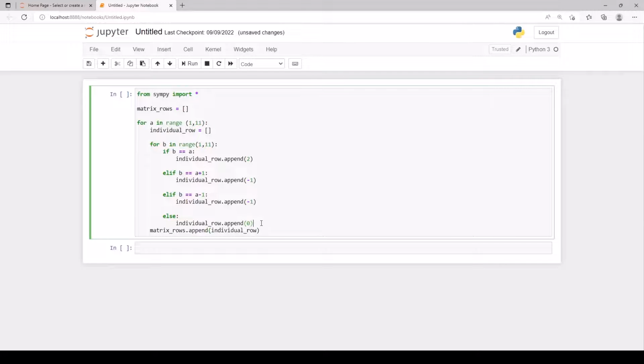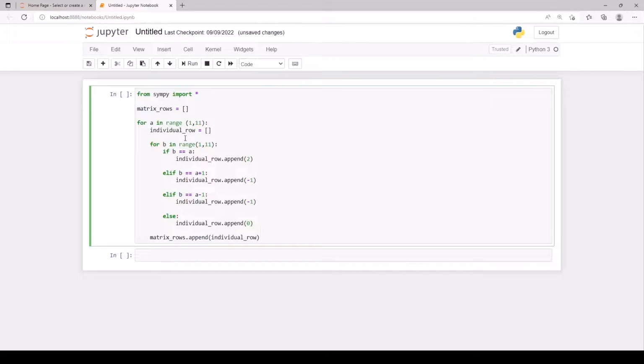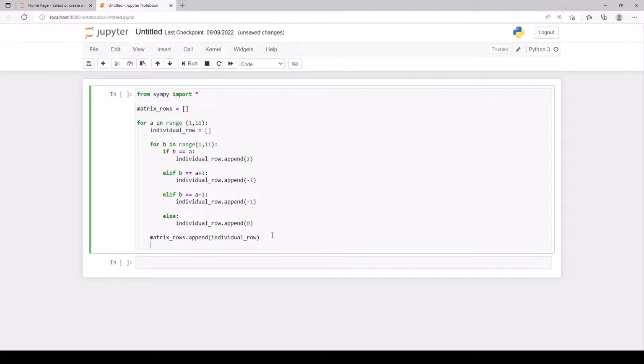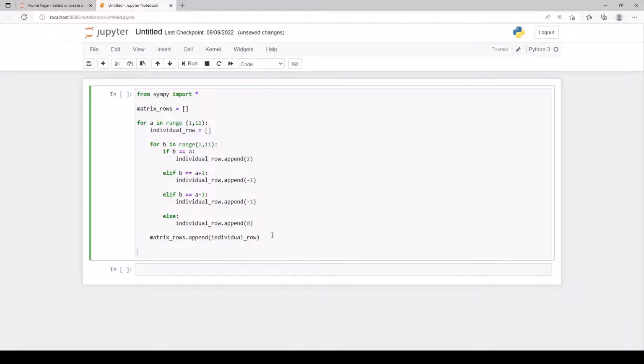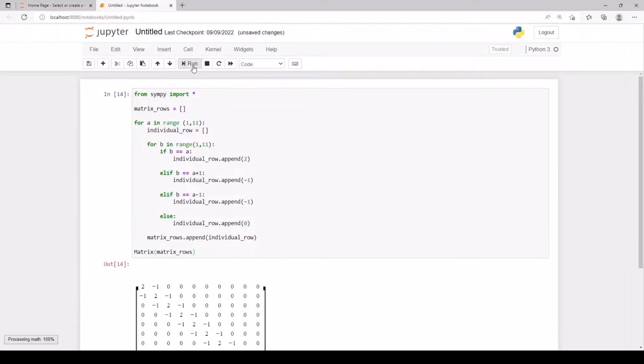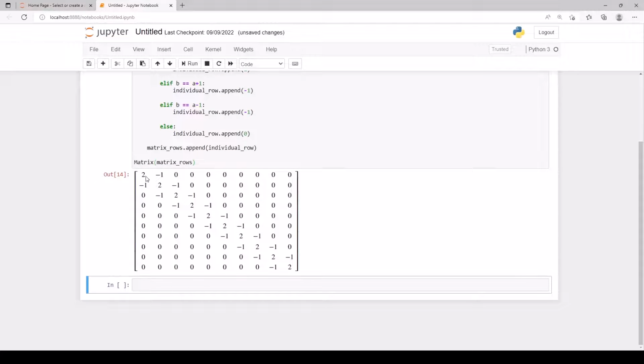So what this is doing is making my individual row, any given row on my matrix, by using this algorithm, and then adding this row into the list of total matrix rows. Once I've finished the loop and done this 10 times, I'm going to turn matrix rows into a matrix. So I'm going to say matrix rows, like that. And just like that, I have my diagonal matrix, like this.